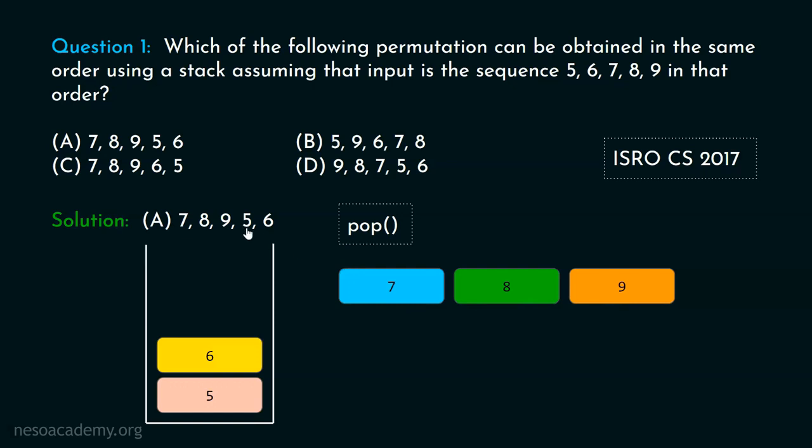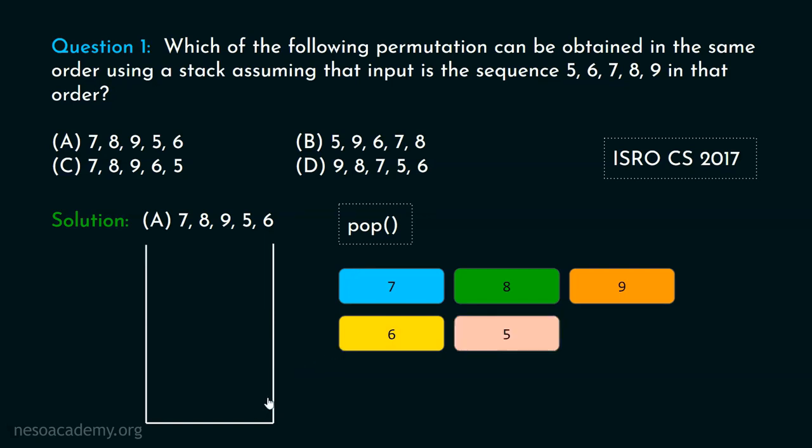After this, we want 5 and 6. But you can see in this stack that we have 6 as the topmost element, and then we have 5. So we will get this element before this element. Isn't that so? If we simply call the pop function, then we will obtain 6, and after this, 5. So the sequence is 7, 8, 9, 6, 5. It is clear that option A is the incorrect option. 7, 8, 9, 5, 6 is not correct.